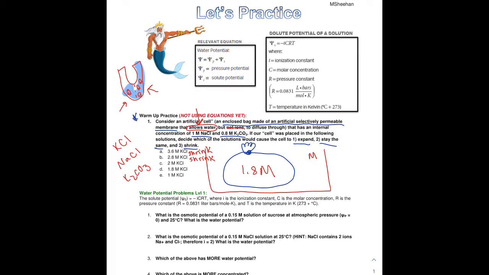The next one, 2. That is a higher solute concentration, so water should leave again, which is going to make it shrink. All right, our next one, D, says you have a 1.8. Those solute concentrations are the same, so we will have water leaving at the same rate that it's coming in. So when that happens, our cell should stay the same. And what solution is that? Isotonic.